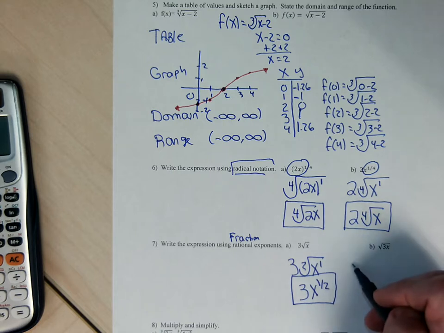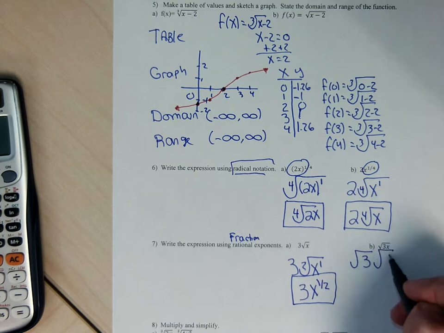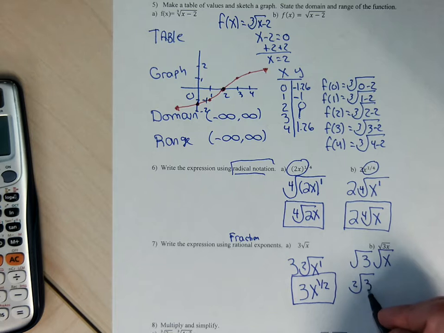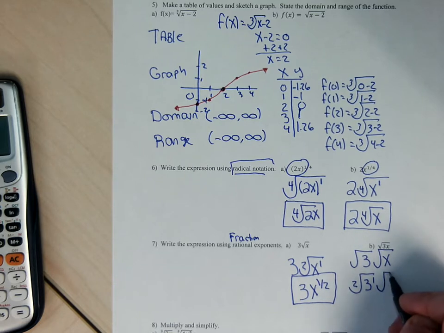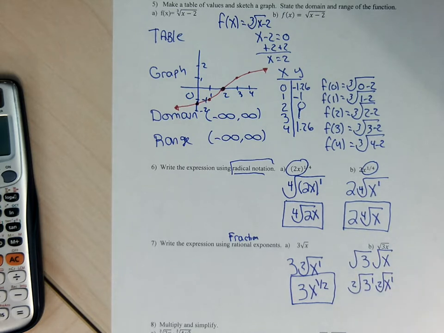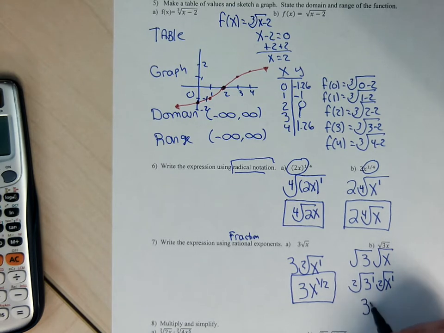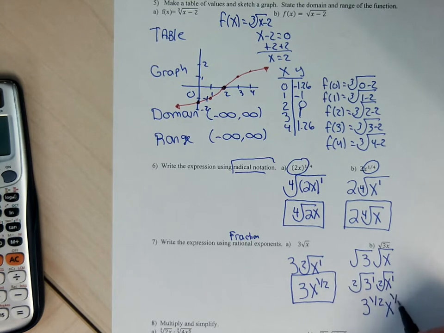The nice way to do B is to think of this as the square root of 3 times the square root of x, which is going to be the second root of 3 to the first power times the second root of x to the first power. If I want to write this, I'm going to write both with the fraction exponents because both the 3 and the x are under the radical. The fraction exponent from the square root of 3 is 3 to the 1/2 power. The fraction exponent from the x square root is x to the 1/2 power. This is the answer that I would probably write.